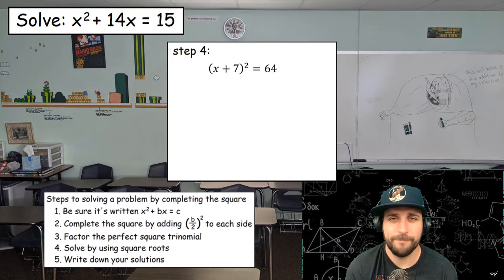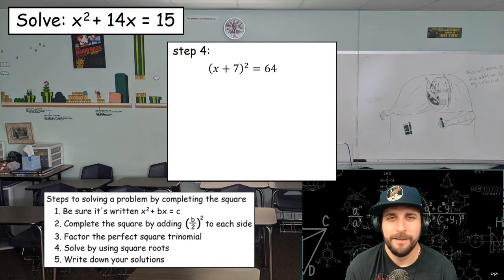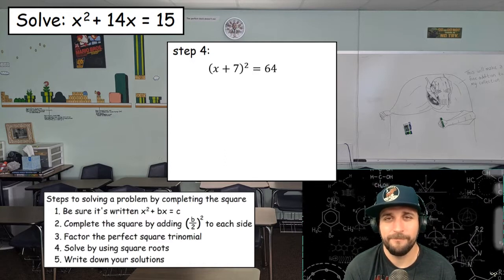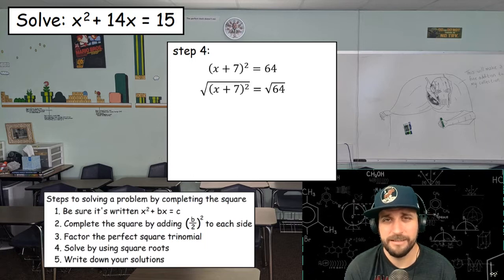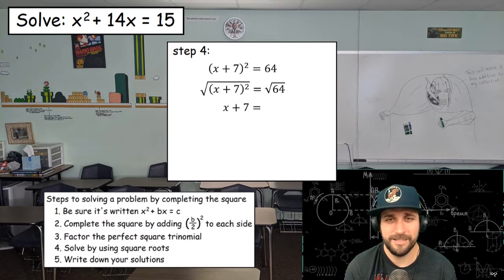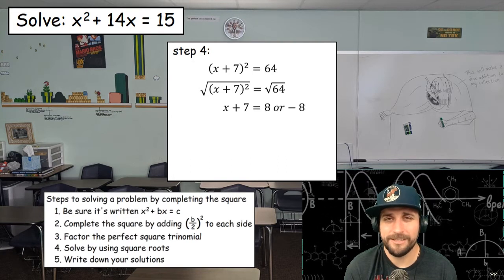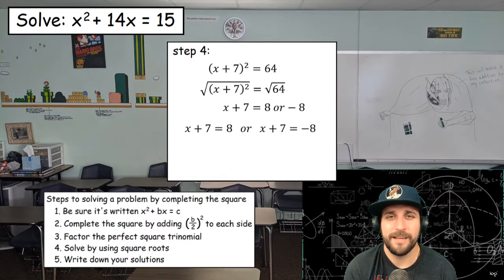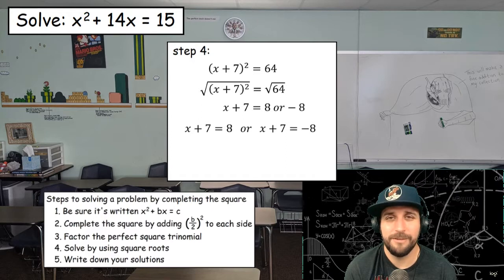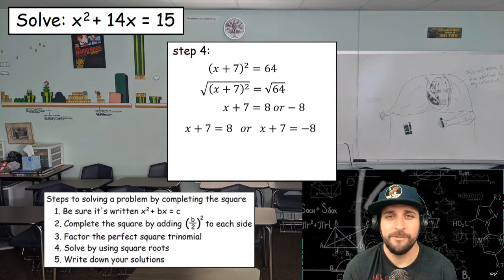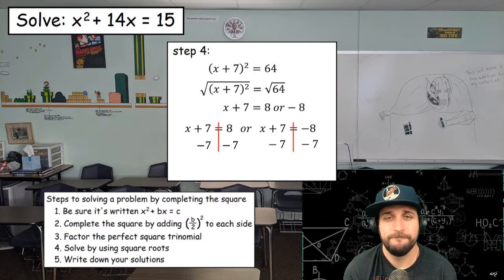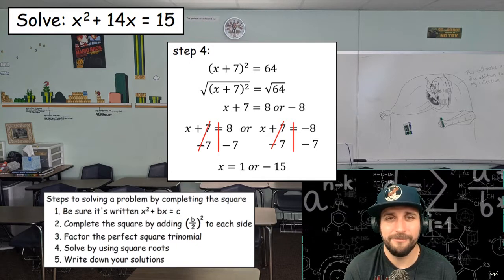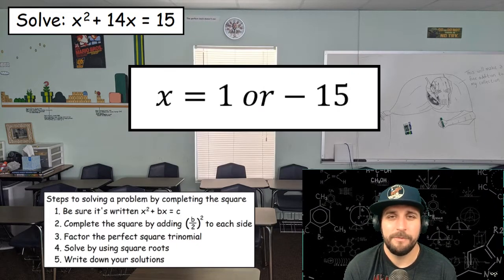Next, step 4. We solve the problem using square roots. So I have a number squared equaling another number. X plus 7 squared equals 64. So to solve it, we take the square root of both sides. So the square root of x plus 7 squared is just x plus 7. And the square root of 64 is 8 or negative 8. So I have two one-step equations to solve. X plus 7 equals 8 or x plus 7 equals negative 8. So I solve those really fast. So x equals 1 or x equals negative 15. So those would be my two answers.